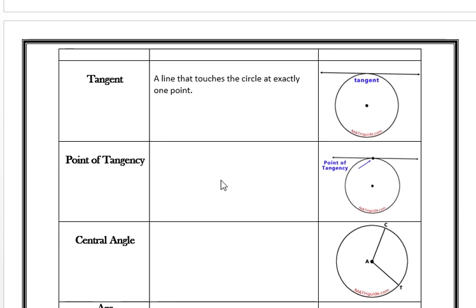If we continue on, we look at a point of tangency. That exact point where the tangent touches the circle has a specific name, and we call that the point of tangency.